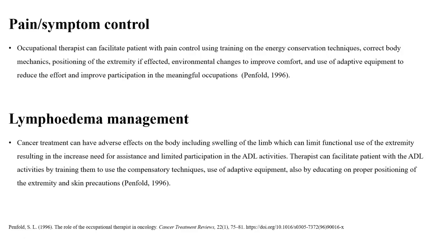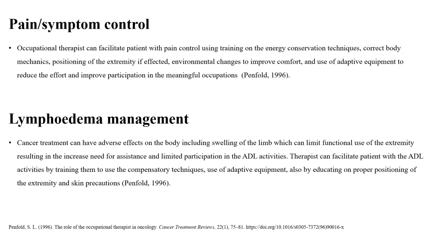Lymphedema, that's another very important topic. I've seen a lot of female clients with breast cancer. They present with lymphedema of the extremity. So positioning of the extremity and skin inspection are very, very important.